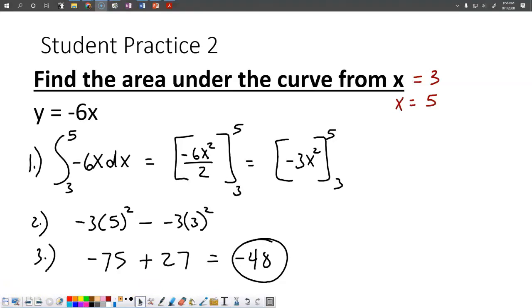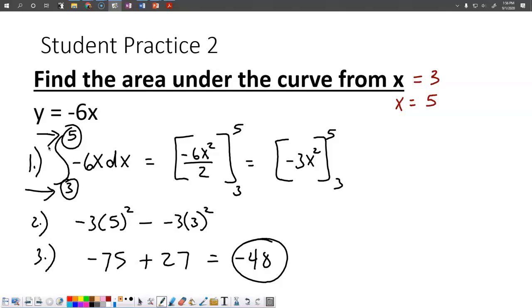Should have gotten negative 48. Now, a couple of things that I'll say here that I actually didn't say, I probably should have, is that where you put the limits matters. You're supposed to put the smaller one on the bottom and the bigger one on the top. So 3 goes on the bottom, 5 goes on the top. Okay? So there's that. It's pretty self-explanatory. I think the rest of it's pretty obvious.